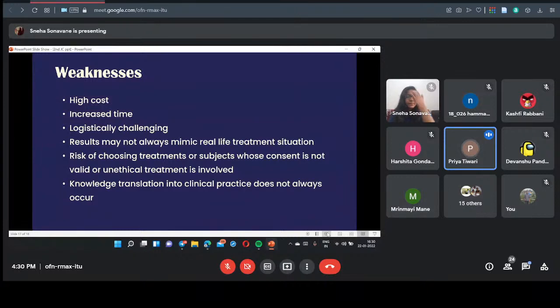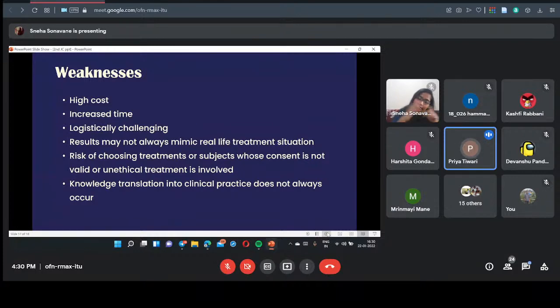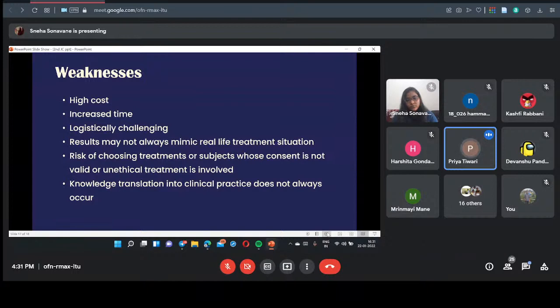Now let us learn about the weaknesses. Some of the drawbacks of RCT are that it is high cost because it has to be carried out on a large scale, and it requires increased time because you have to contribute a lot of your time and test the drugs over a period of time. Logistically it's challenging because it's carried out on a large scale. Results may not always mimic the real-life treatment situation, and there is a risk of choosing treatment or subjects whose consent is not valid, or of unethical treatment.